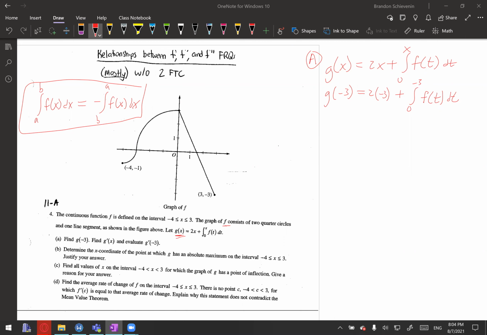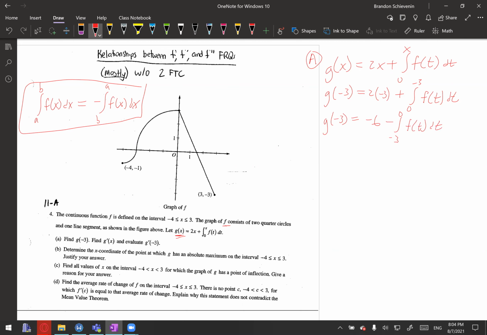All right, so the first thing we're going to do is flip our sign here so that we can change our bounds. And this will become g at -3 is equal to -6 minus the integral from -3 to 0 of f of t dt.